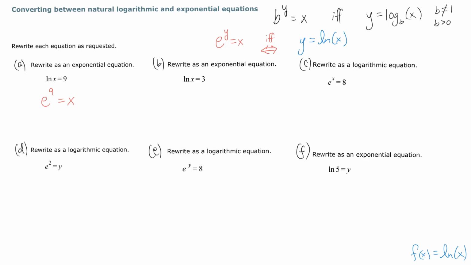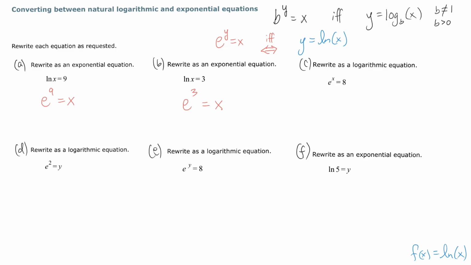Rewrite as an exponential equation. ln of x equals 3. We want to rewrite this as an exponential equation. Well, it's just like part A. So e to the third power is equal to x.